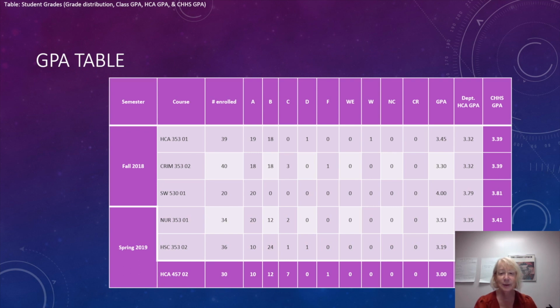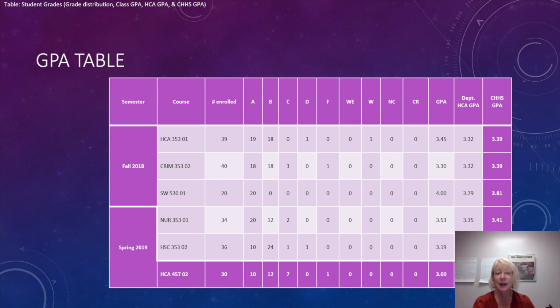So this is an example of what the GPA table would look like. You would have the semester, the course number and section that you taught, the number of students enrolled, the distribution of the grades, A through F, plus the information on how many students received a W. And then you will have the overall course GPA, and then the department comparison GPA.